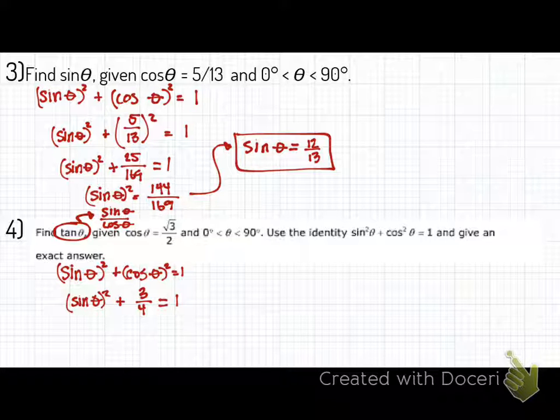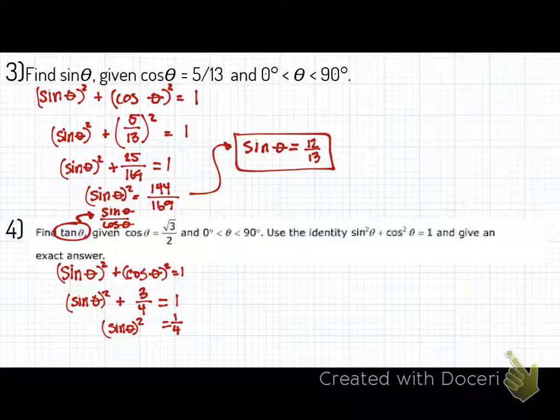Okay, now, we have to subtract 3/4 on both sides. Let's see if you can get this. What's 1 minus 3/4? Good, 1/4. Excellent. I'm really glad you did that. Otherwise, I would have assigned another AM. No, I wouldn't do that.